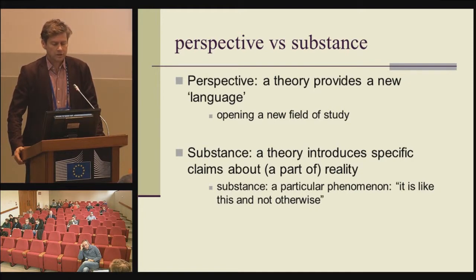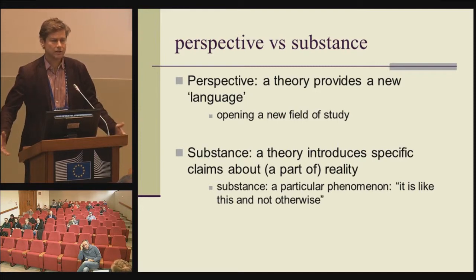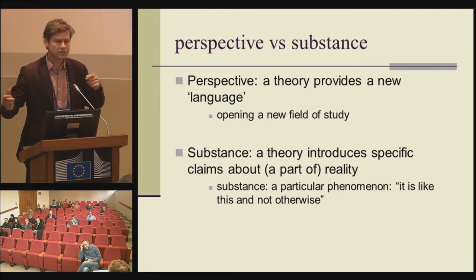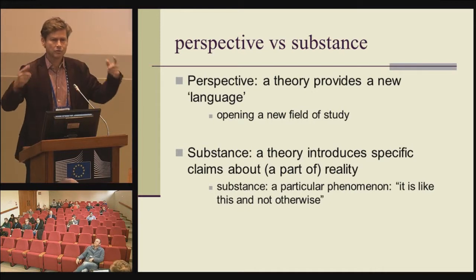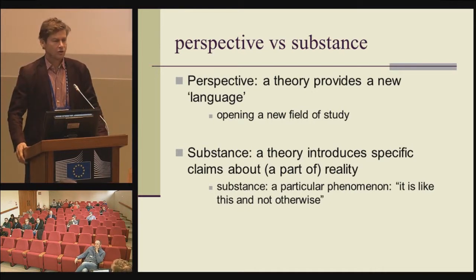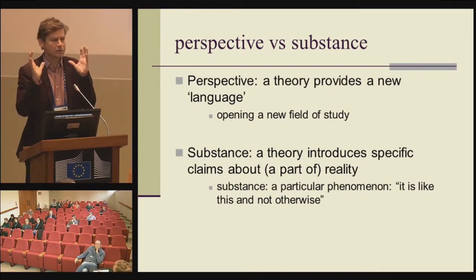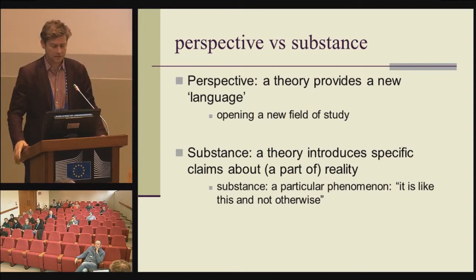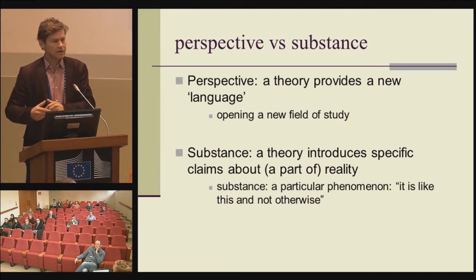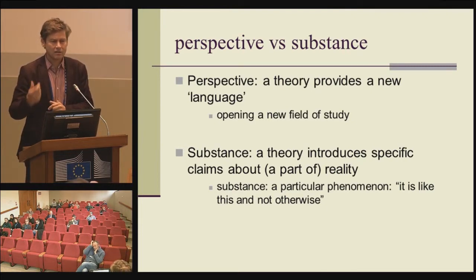Whereas if you would see things as networks, then networks are everywhere. Everything is a network, and it can be explained as a network. Or as resources, then you see resources everywhere. Everything is explained in terms of resources. So it becomes also sort of a solipsistic environment, which is always right. And that's perspective, something that's always right. Substance is a specific claim. It is like this and not otherwise.